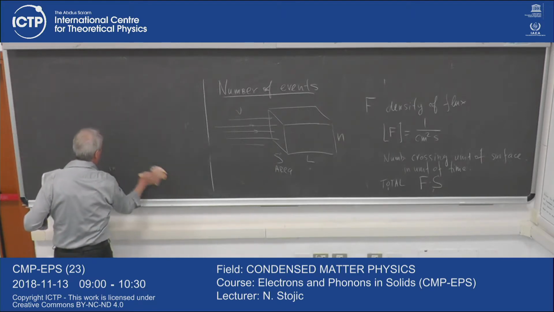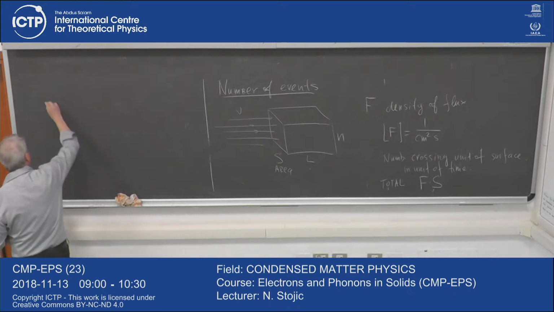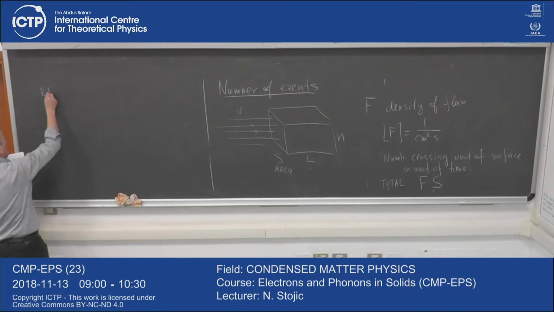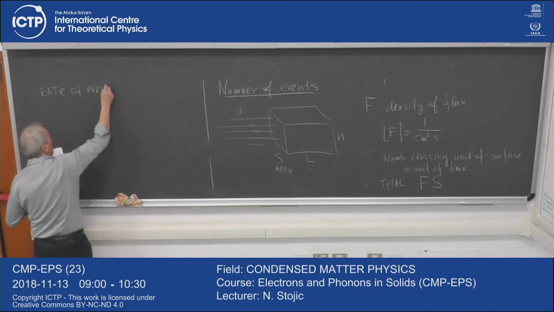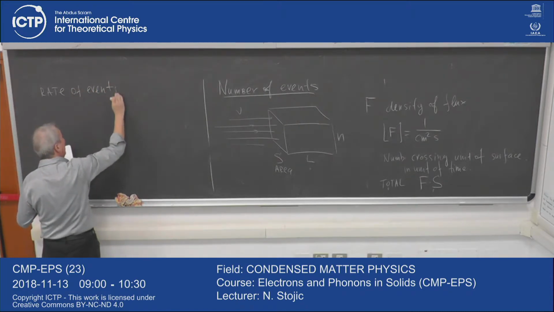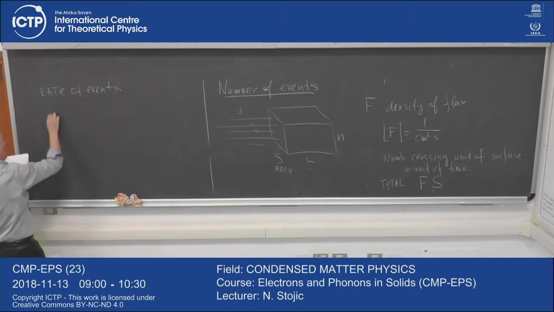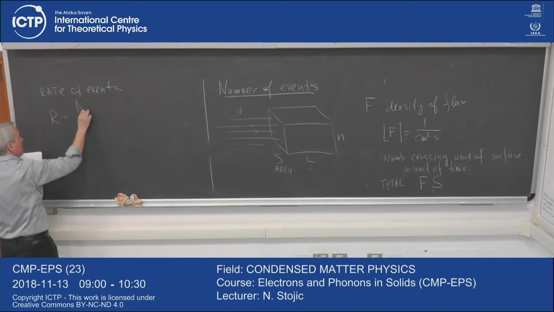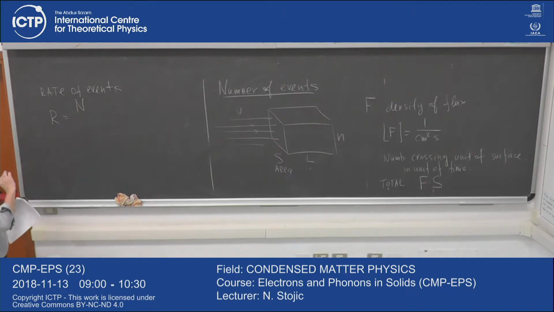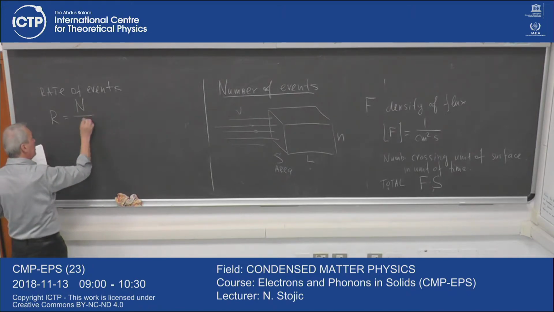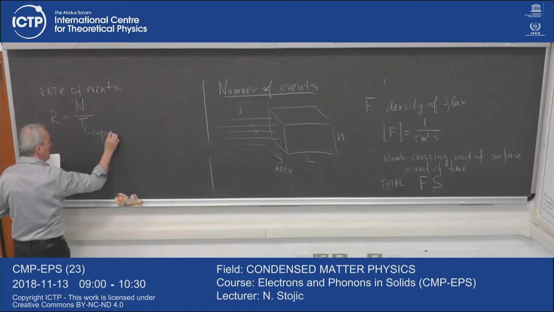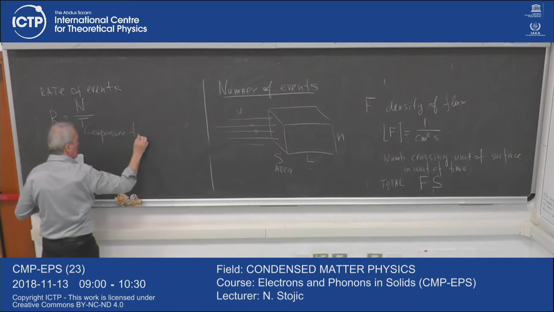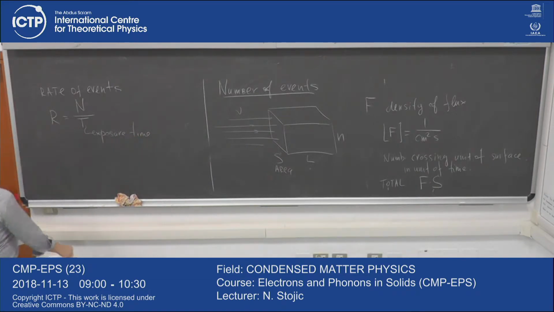What we usually compute is the rate of events, which is the number of events produced, in our case by neutrinos, in the detector in a unit of time. So this is the exposure time. Okay.